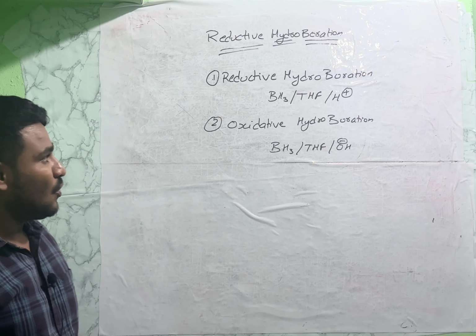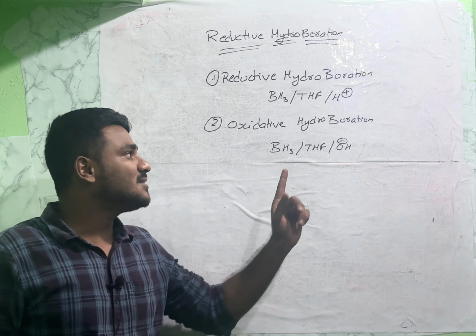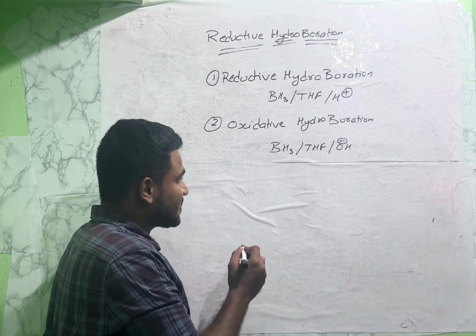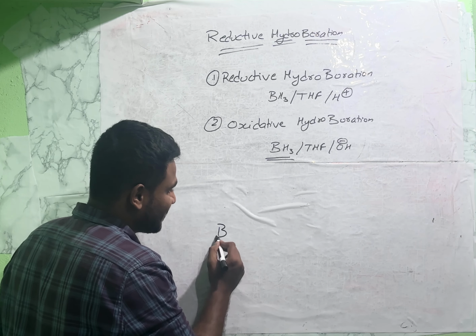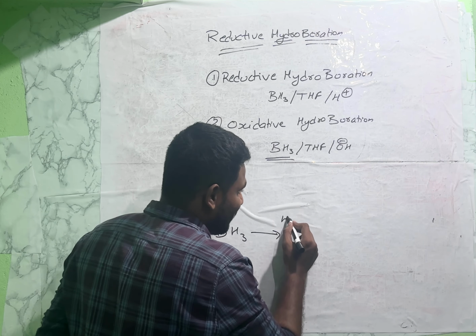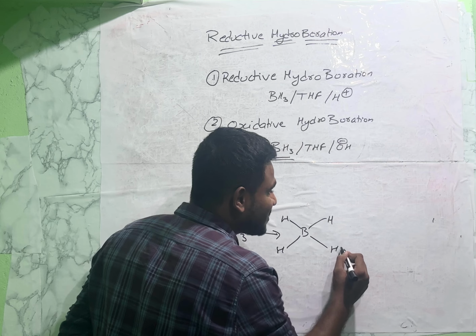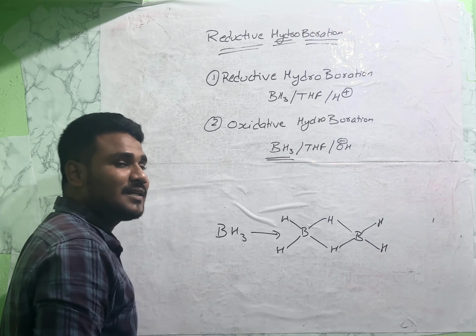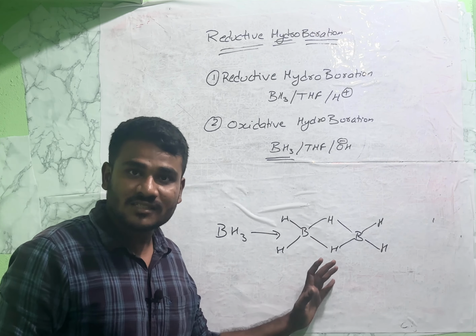Now, if you see here, tetrahydrofuran, that is THF, is present. What is the use of THF? Let's see, in the absence of THF, what happens? In the absence of THF, this BH3 will start to dimerize. This BH3 will react with another BH3 and start to dimerize like this. If it starts to dimerize, the reaction won't happen. We have to stop this dimerization.